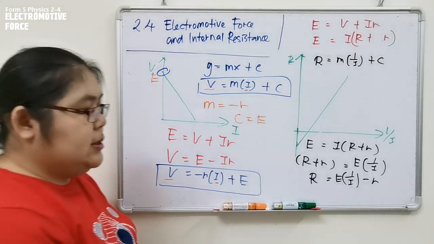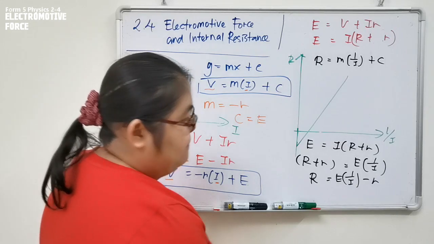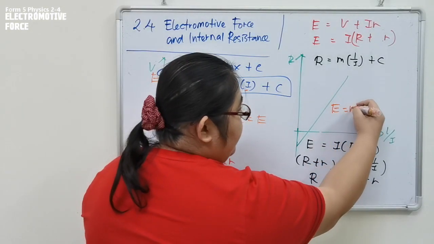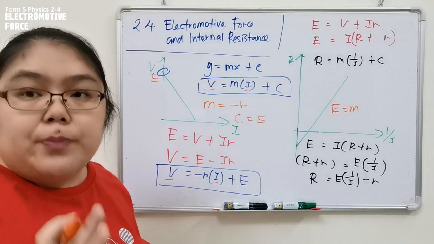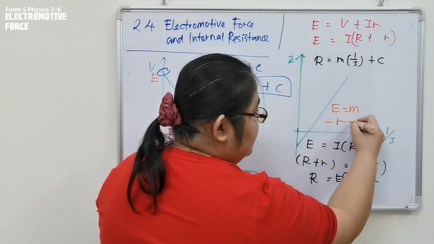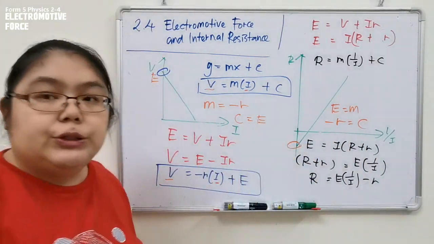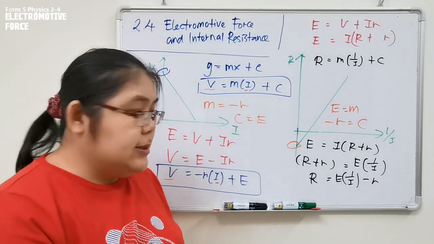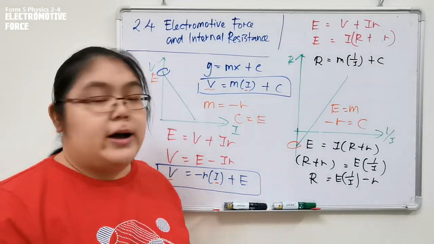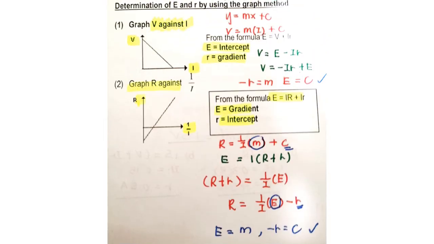From here, understand, E is what? E stands for m. E is the gradient, and this gradient is surely positive. Now negative r stands for the y-intercept here. This reading is surely negative. The question just wants to find r, so for your final answer, cancel the negative. So understand? For this question, we don't have any calculation. They're just using the equation to represent each other.